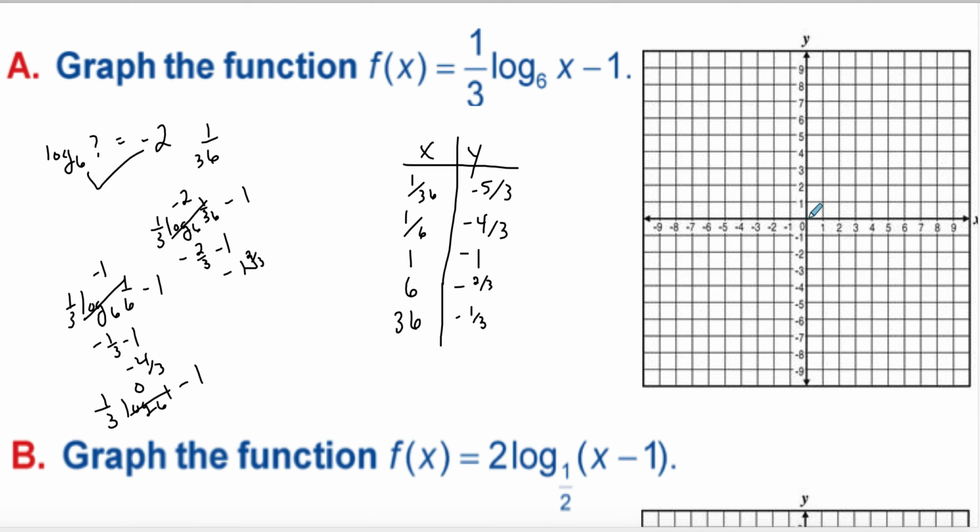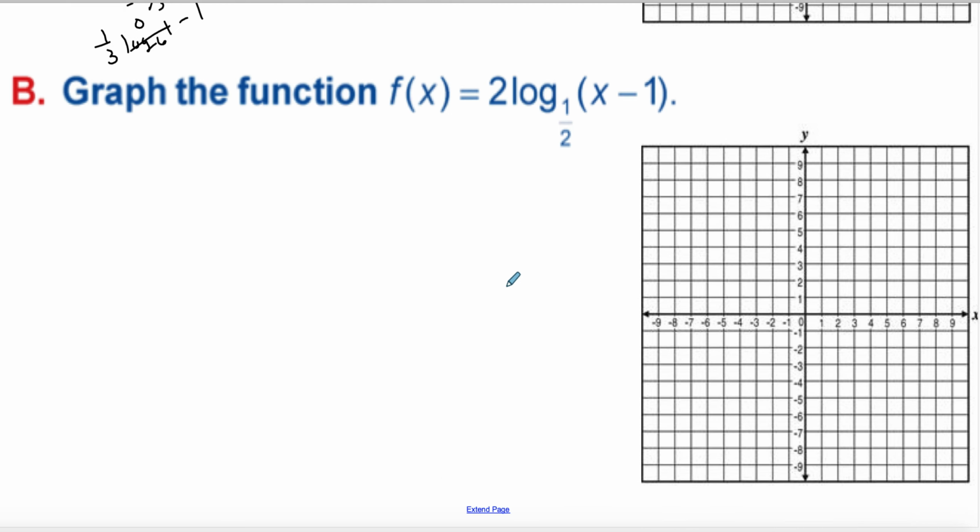If we go ahead and plot those points, 1/36, negative 5/3, so we're kind of down there. Next one, 1/6, negative 4/3, kind of there. And 1, negative 1, we're there. 6, negative 2/3, we're kind of right there. It's going to curve about like that, and it's going to approach 0, because remember we want to look inside with the x in order to figure out our asymptote, okay? If you set that equal to 0, you get x equals 0, and that'll tell you your asymptote. So domain will be x is greater than 0, range, all real numbers.